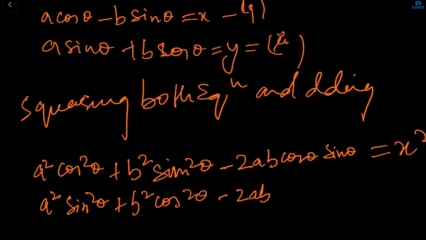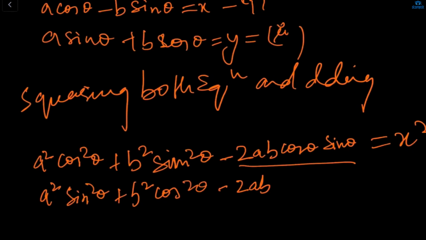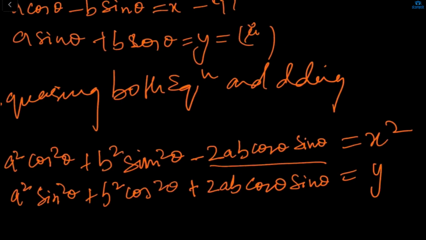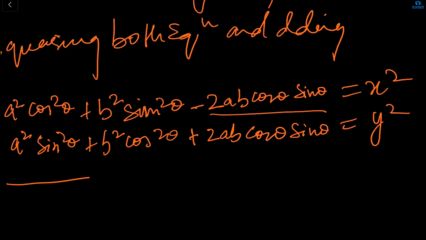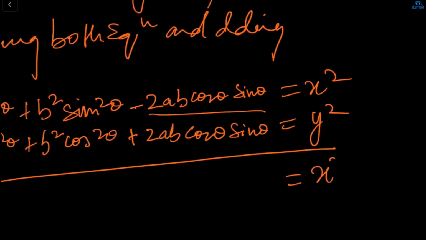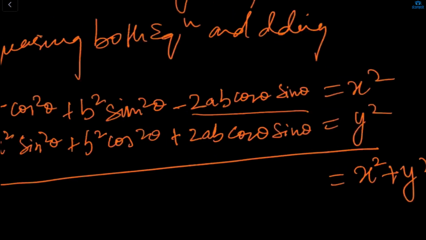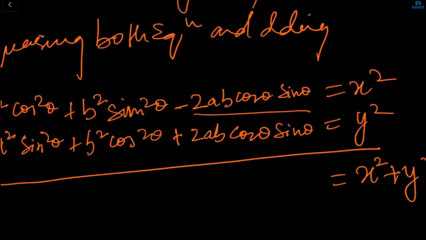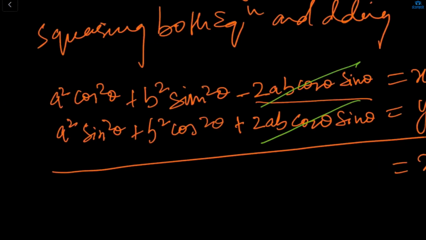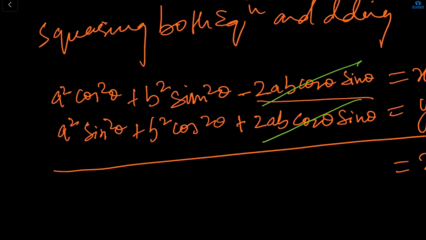And then for the second one, I have done the same thing, squaring. So a square sin square theta plus b square cos square theta. Now it will be plus 2ab cos theta sin theta, is equal to y square. Now as we are going to add, in the LHS you will get x square plus y square. Now if you see, both the terms get cancelled here. I'm using another pen so there is no confusion. So both the terms will get cancelled here.